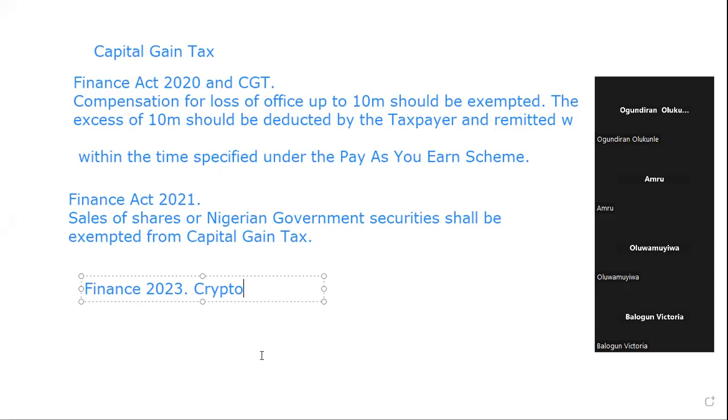The most recent is that cryptocurrency trading, that's crypto trading, will suffer capital gain tax.